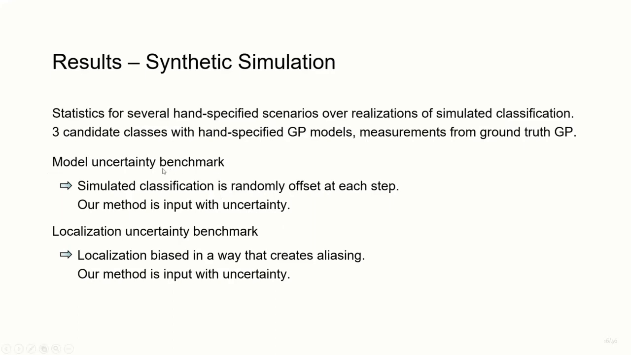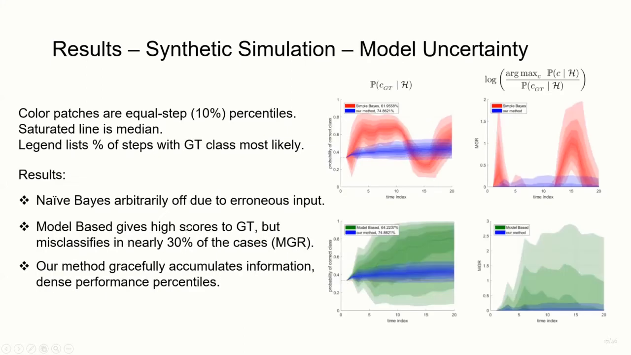We have two kinds of scenarios. One is a benchmark of model uncertainty. To simulate model uncertainty, meaning wrong classifier output, we take the simulated classification and randomly offset it, and our method is given the uncertainty as a standard deviation. The second benchmark is localization uncertainty, where we do the same for localization. We don't touch classification, but we bias localization in a way that creates aliasing between classes. I will show this, and we give our method the uncertainty, the covariance of the localization error.